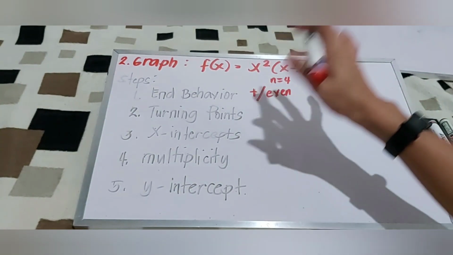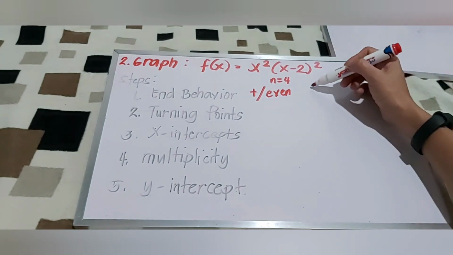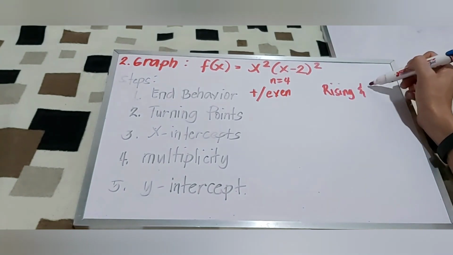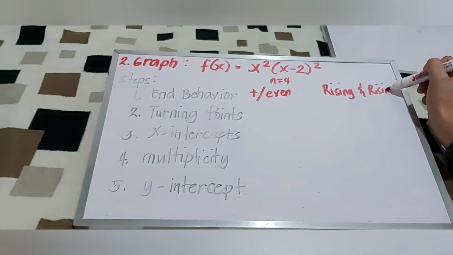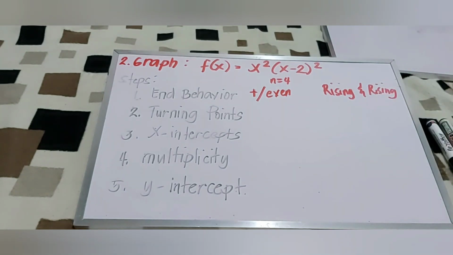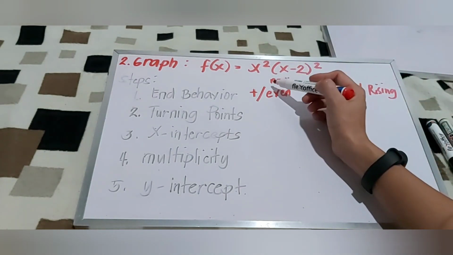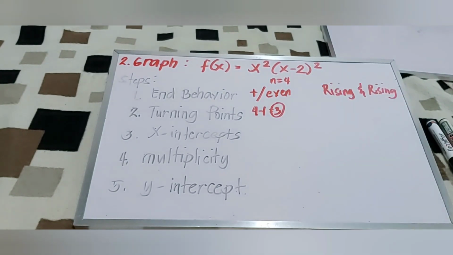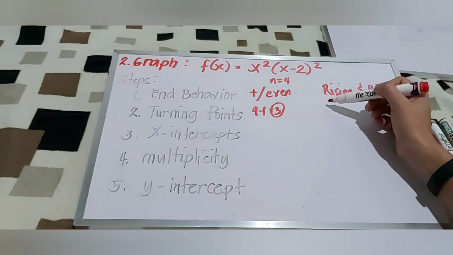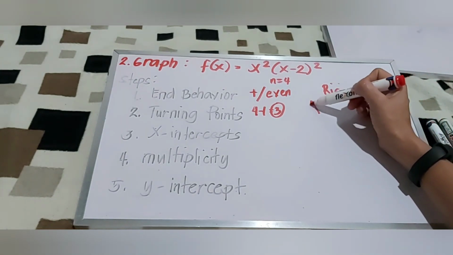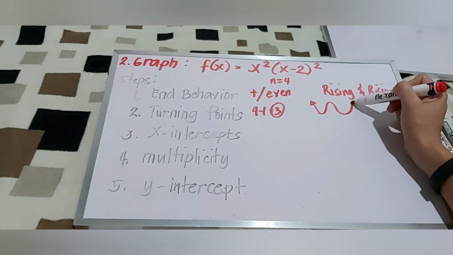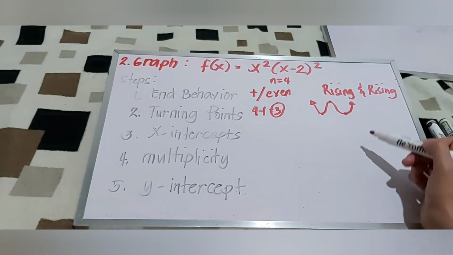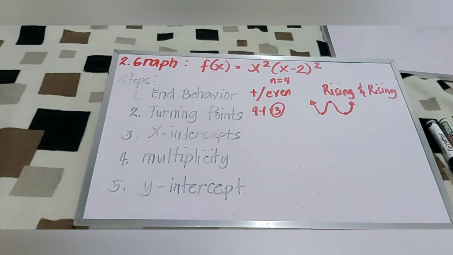Now kung positive tapos even, we all know that it should be a rising and rising behavior. It rises to the left and rises to the right. Now, for the turning points, again, our n is 4. So, 4 minus 1 is 3. So, we'll have 3 turning points. So, kung mag-graph tayo, sketch natin, rising to the left, and then, it still rises to the right. So, 1, 2, 3 turning points, rising and rising.